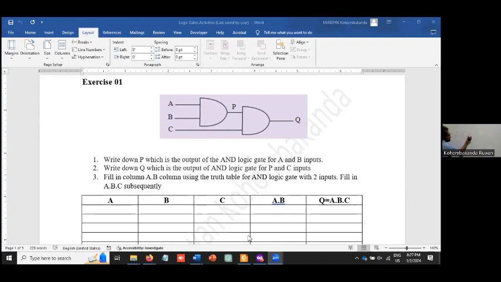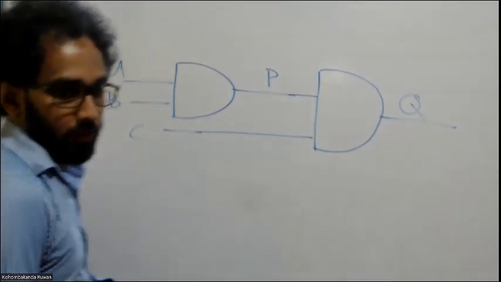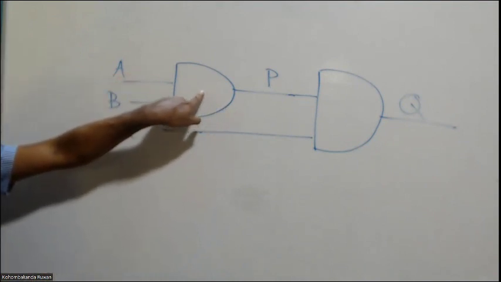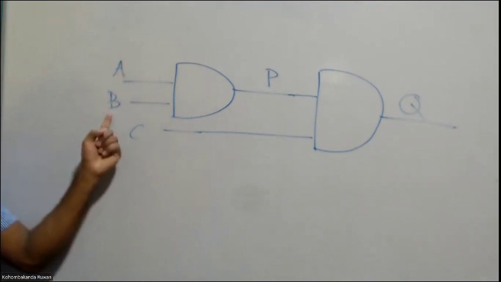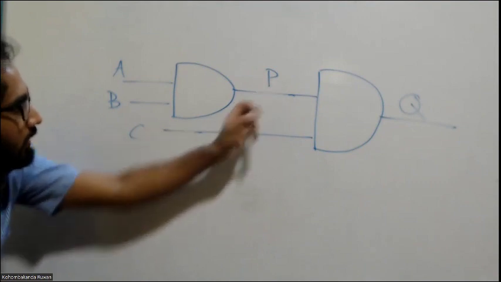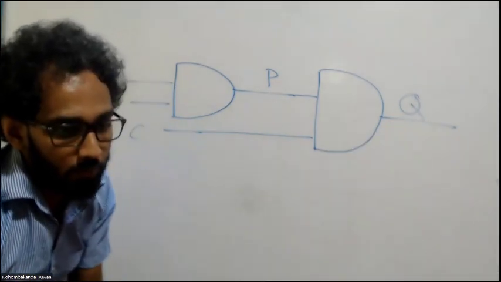One input is B, and there is an output called P. Here you can see another AND logic gate, with another input C, and the output called Q. The first AND logic gate has two inputs, A and B, and the output is P. The other AND logic gate has inputs P and C, and the output is Q.